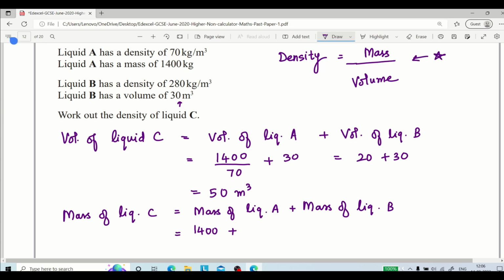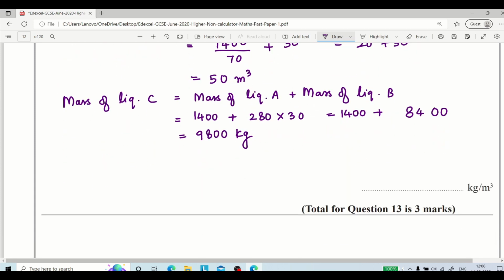So that is going to be 280 into 30. Yes. So that is 1400 plus, if you multiply this, 3 8s are 24. Yes, so if you add this up, you'll get 9800 kg. You have got both the values, volume and mass. So what is your density now?